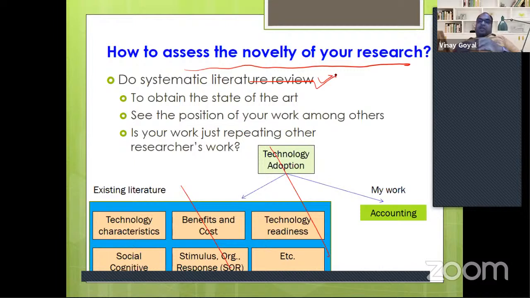So why do a systematic literature review? To obtain the state of the art. You have to set the position of your work among others, and you should not repeat the work of other researchers. You should bring something new. That is the advantage of a literature review. If an appropriate literature review is done, then you will be able to do something new rather than copying the work of others.